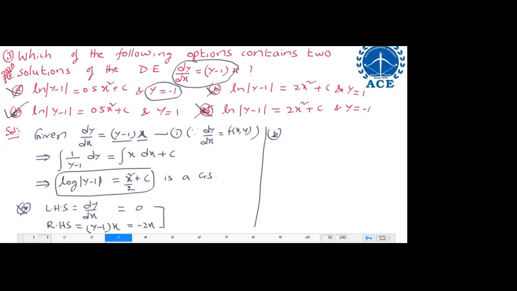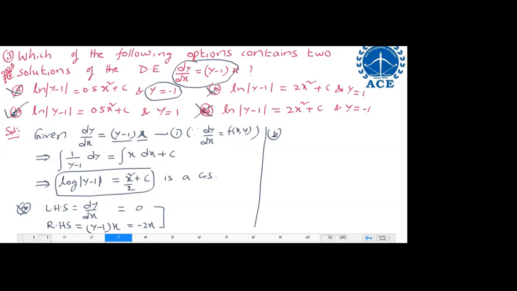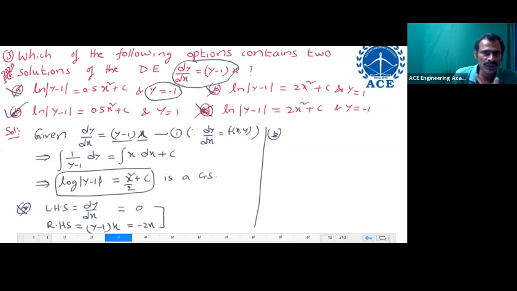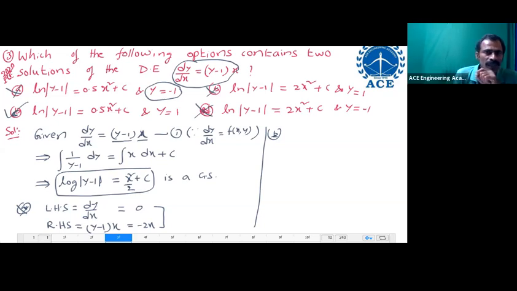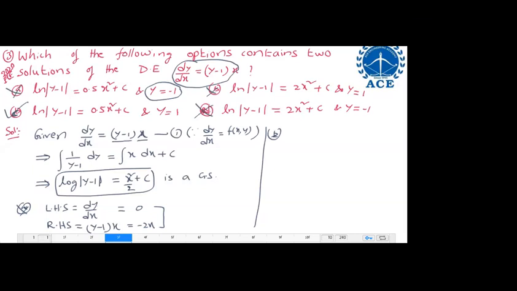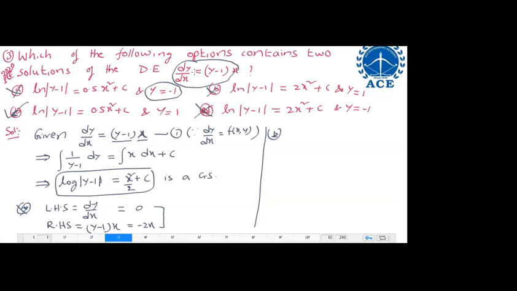Do you see this question? In every option, two solutions were given. One is with an arbitrary constant, and one is without an arbitrary constant. With the arbitrary constant, it is the general solution. The other one is a particular solution. So both are solutions. Solution means don't substitute y equal to 1 or minus 1 in the solution. Substitute y equal to 1 or minus 1 in the question, the differential equation.